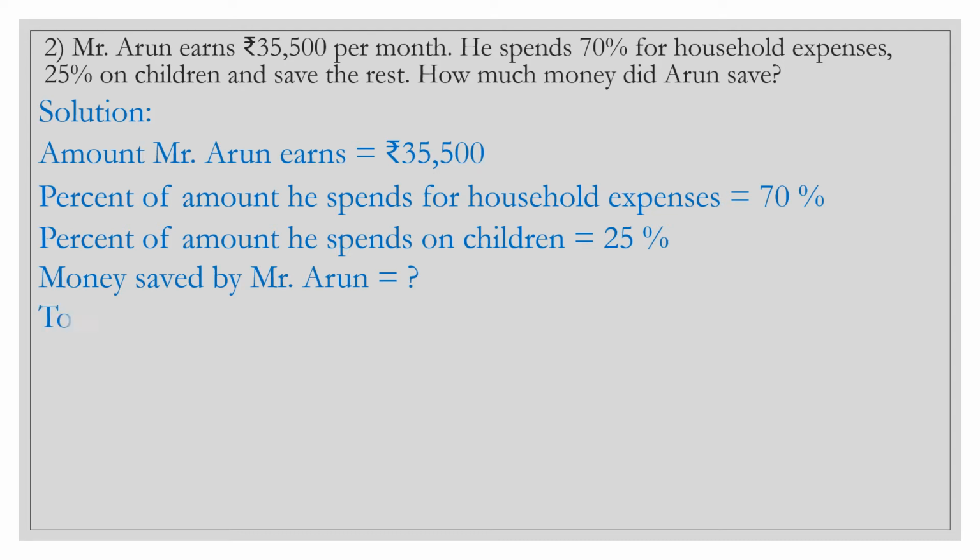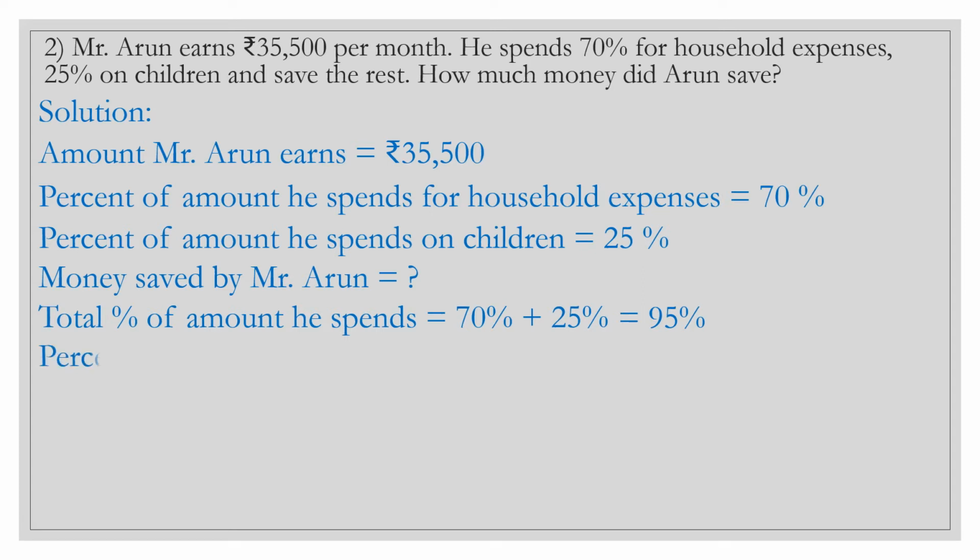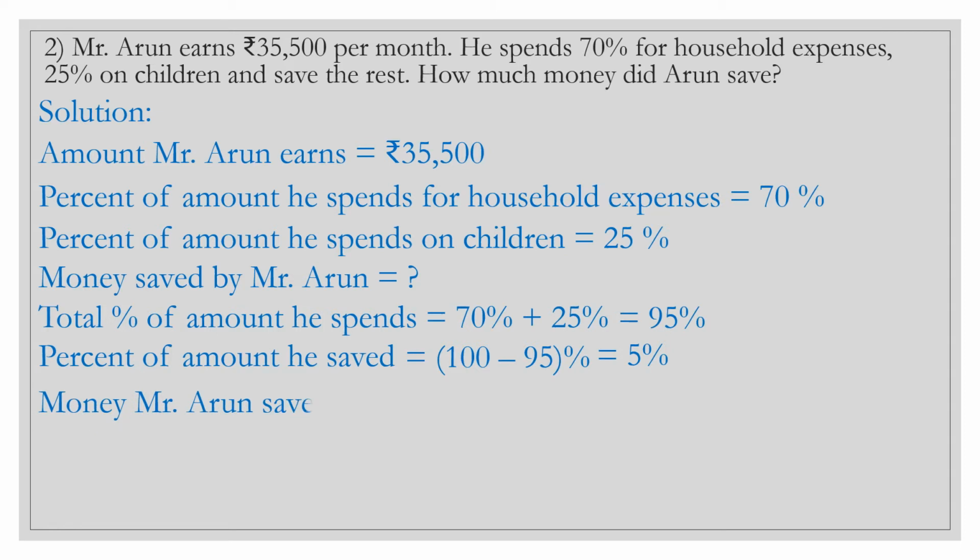First we find total percent of amount he spent is equal to 70% plus 25%. Now do the addition. We get 95%. And percent of amount he saved is equal to, percent means for every 100. So if we subtract 100 minus 95, we get 5%. That means Mr. Arun saved 5% amount. So money Mr. Arun saved is equal to 5% of rupees 35,500.